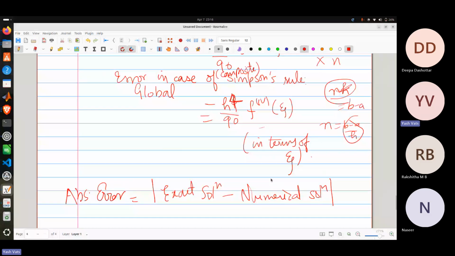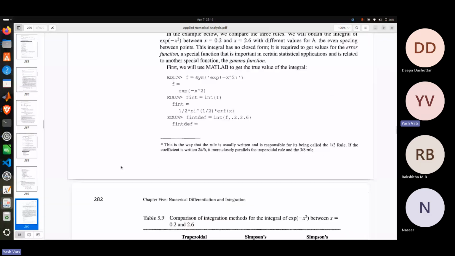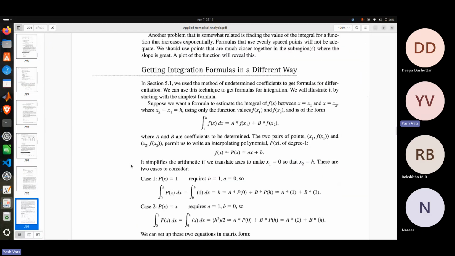Okay, so we go on to a new method, which is called the Gaussian quadrature formula. Okay, I will just go with that. Let me see what type of questions you have.